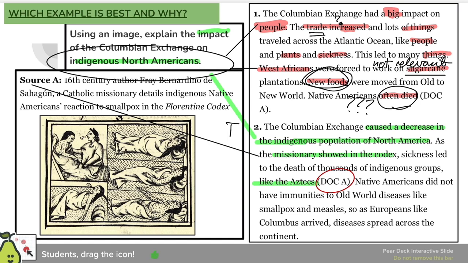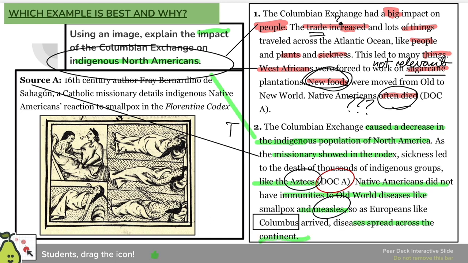So sickness led to the death of thousands of indigenous groups like the Aztec. Why? Native Americans did not have immunities to old world diseases like smallpox, which is in the document, so it's not outside. But then they bring in measles. That is outside SFI. So as Europeans like Columbus arrived, diseases spread across the continent.